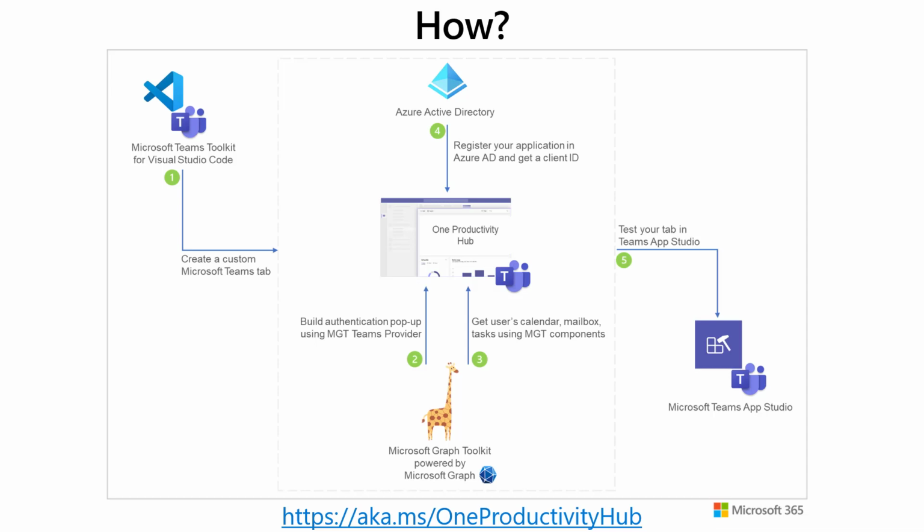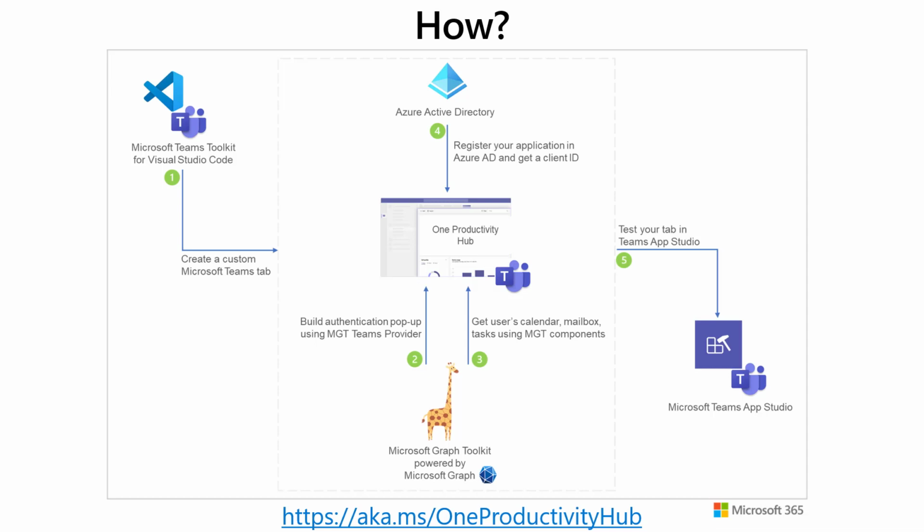First, we will get the extension for Visual Studio Code, which is the Microsoft Teams Toolkit extension. Then, by clicking a couple of steps, we will create a custom Microsoft Teams tab. Next, we will start building our applications on the Microsoft Teams tab. We will build authentication pop-up using MGT Teams Provider. Then, once we get the access token from the user, we will start consuming our own components. If you'd like to get tasks, we will consume tasks. If you would like to get the login component, we will consume login.